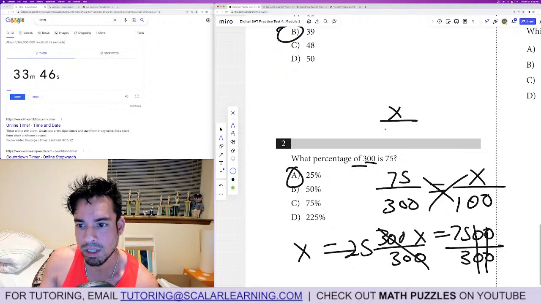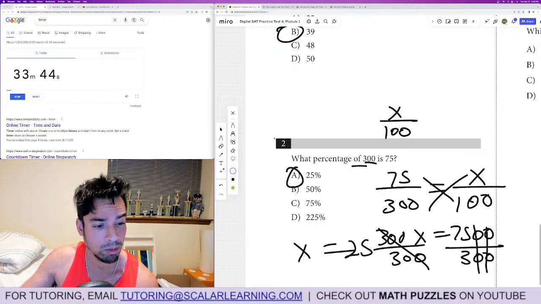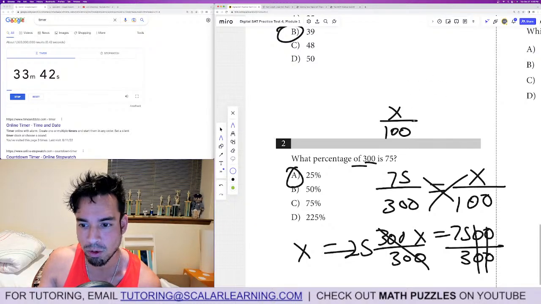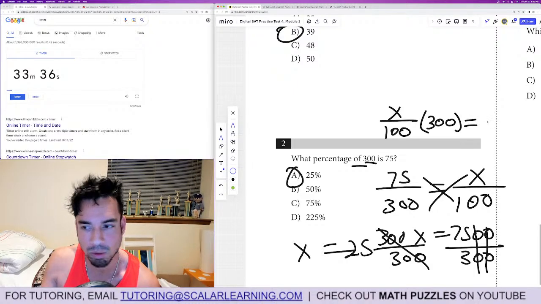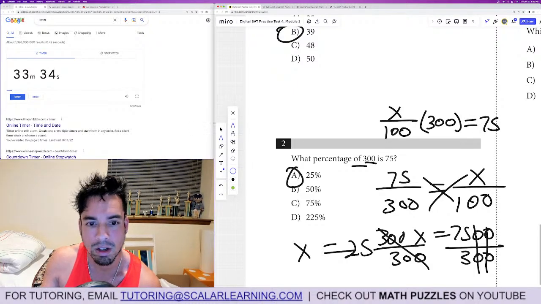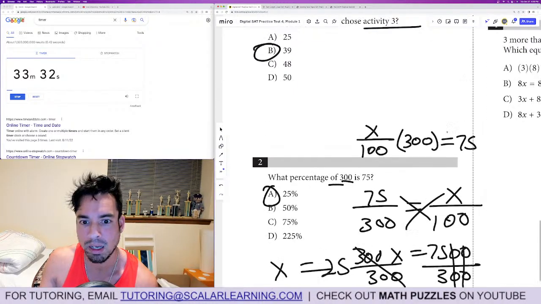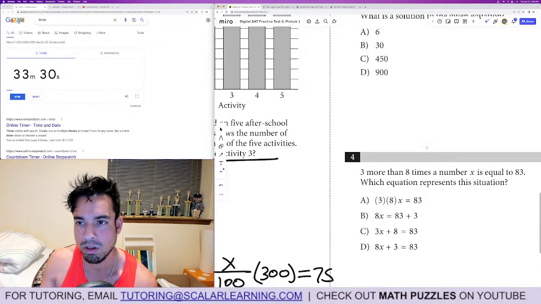So what percent x out of 100, so I'm converting it into decimal format or fraction format. What percent of indicates multiplication of 300 is, that's my equal symbol, 75. So that's another way you can set it up if that feels more organic or logical to you. Let's go to number 3.